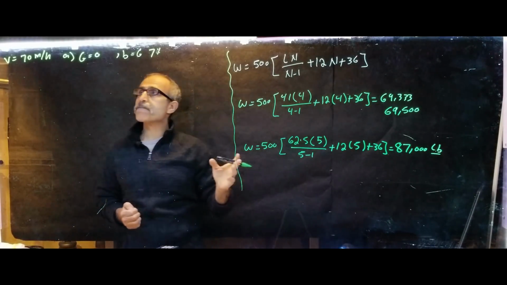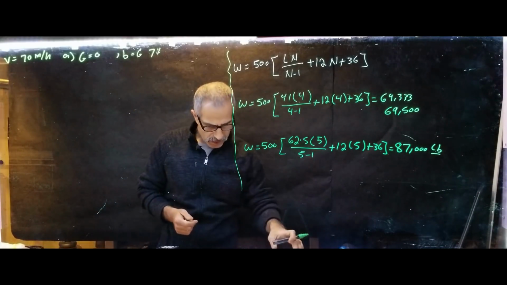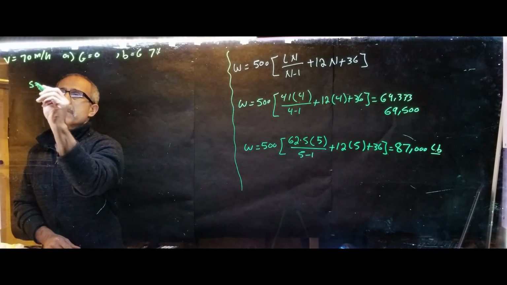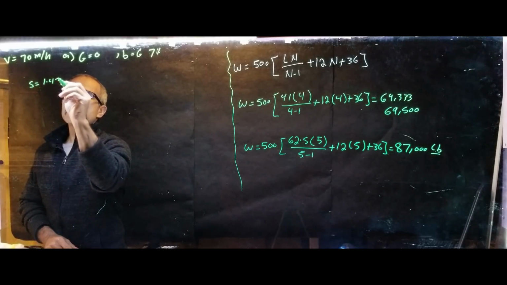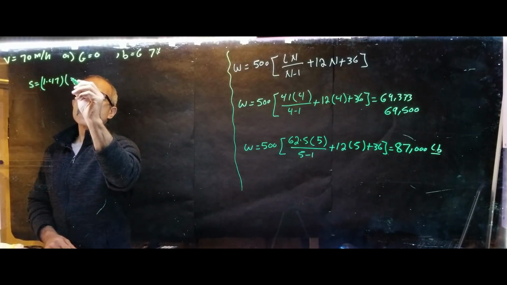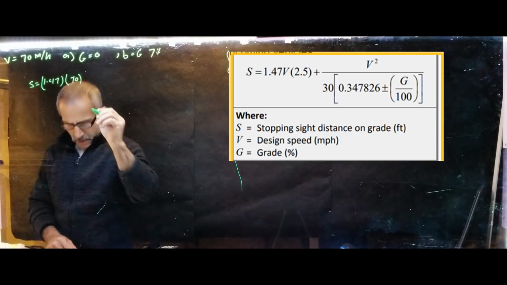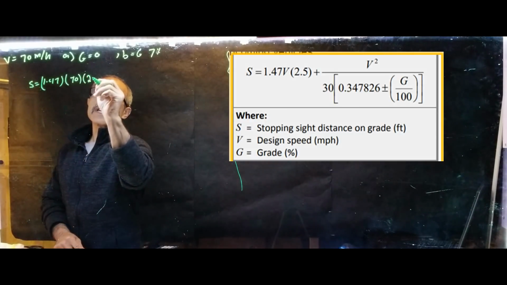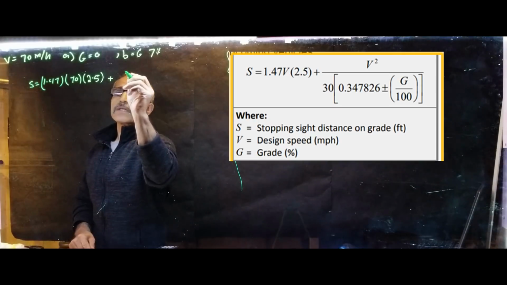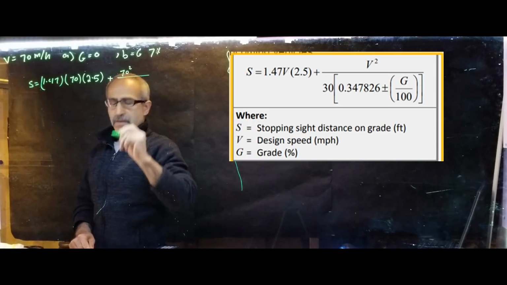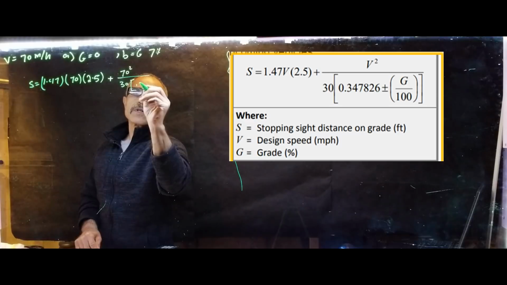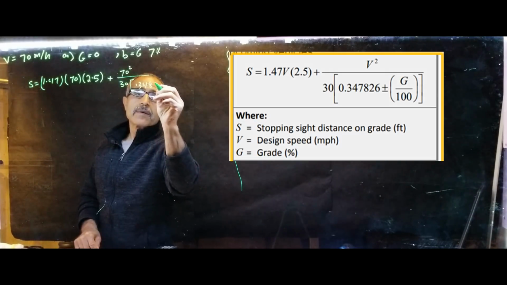Now, okay, take a look at the formula. I got it right here. I wrote it down. So S is equal to 1.47 multiplied by the speed V, which was 70 miles per hour, and then times 2.5. 2.5 is a reaction time it takes for the driver to react. Then plus V squared, which is 70 squared, and that's 4,900, divided by 30 times 0.348 plus or minus 0.